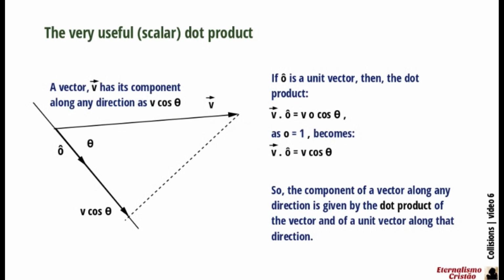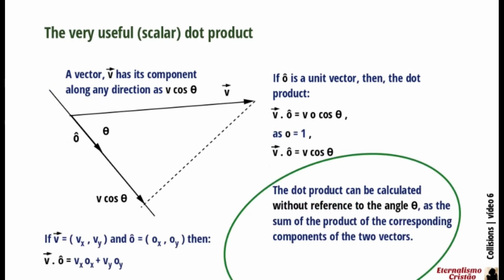Remember, the component of a vector, along any direction, is given by the dot product of the vector and of a unit vector, along that direction. The dot product can be calculated without reference to the angle, as the sum of the product of the corresponding components of the two vectors. The dot product allows us to easily calculate the component of a vector, along any direction.